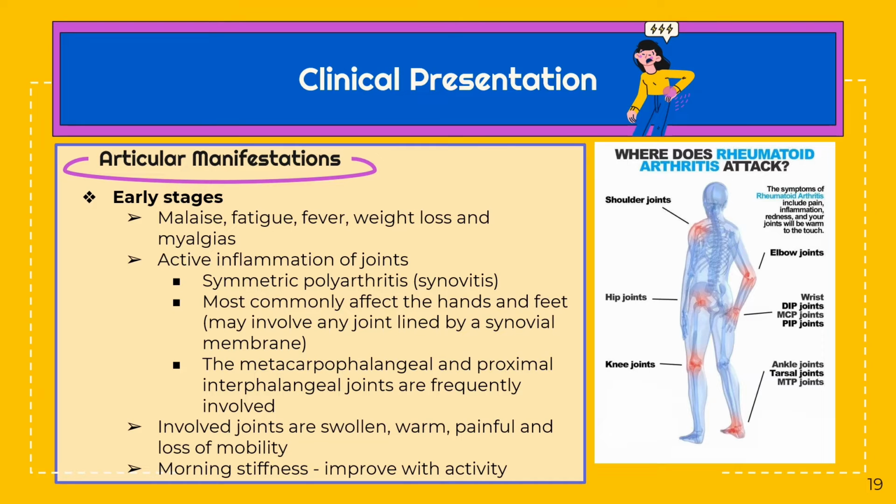The pattern of joint inflammation is generally symmetrical and most commonly affects the hands and feet. It may also involve any joint lined by a synovial membrane. The metacarpophalangeal and proximal interphalangeal joints are frequently involved. Involved joints are swollen, warm, and painful, and there will be loss of mobility. Patients will also experience morning stiffness, which can be improved with activities.